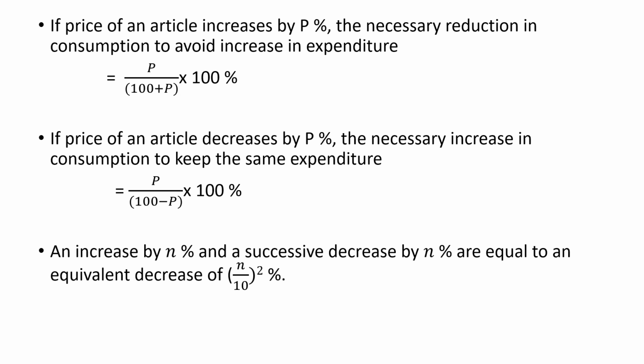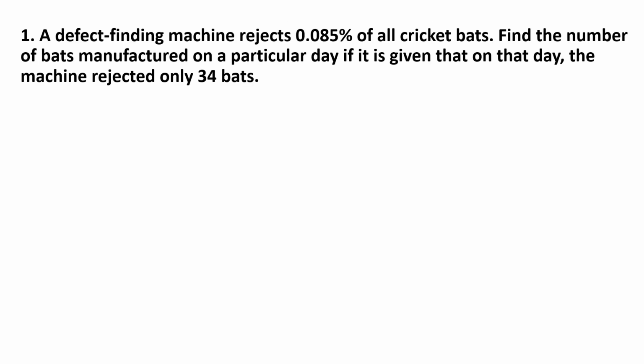An increase by n% and then a successive decrease by n% are equal to an equivalent decrease of n by 10 whole square percent. So sometimes the value of an article increases by n% and again decreases by n%. So the equivalent decrease of the price will be n by 10 whole square percentage. So let us solve some of the problems.